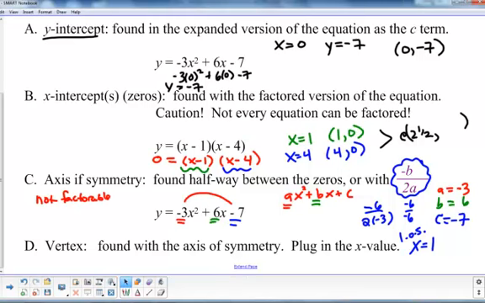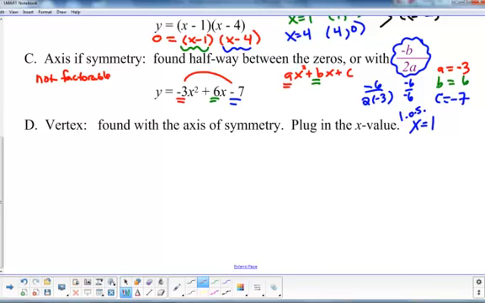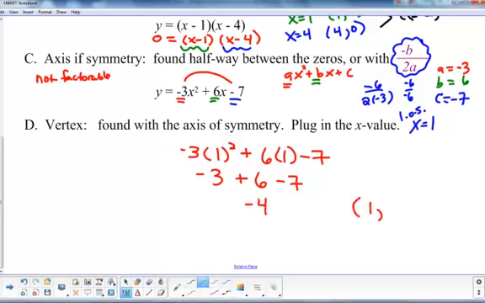So to find the actual vertex, we're going to plug 1 in and solve. So negative 3 times 1 squared plus 6 times 1 minus 7. That'd be negative 3 plus 6 minus 7, which is negative 4. So the vertex here is (1, negative 4).